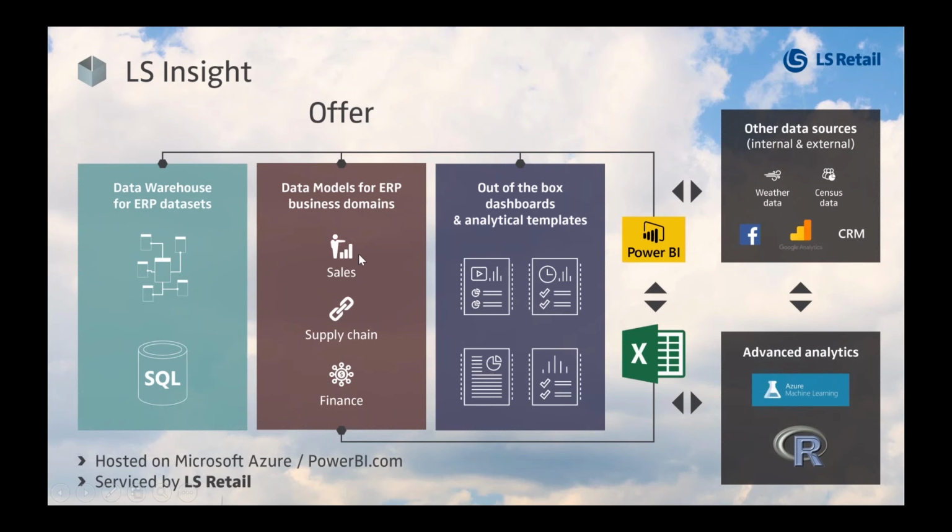Then we can see here in the middle, data models for the ERP business domain. We have the first release of the content pack, sales. That's what we're offering right now. We're planning to come out with supply chain and finance in future releases. And what you have now is a data warehouse with the data models and content packs, with the analytics, dashboards, and all of that. So we get this right out of the box.